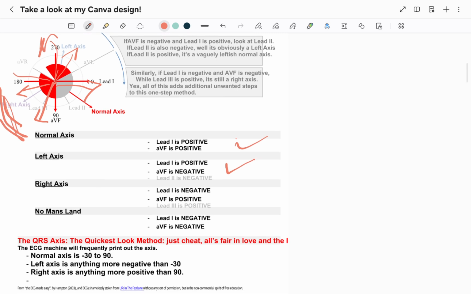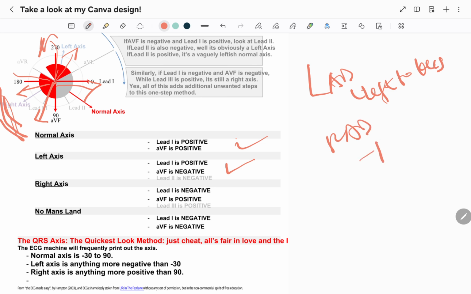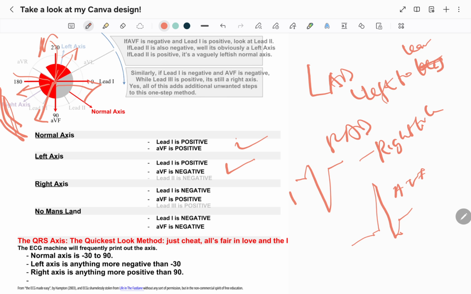So one thing other people use is they say left axis deviation means left to leave, right axis deviation means right to kiss. So if your QRS is more negative in 1 and in AVF, right, it's more positive, right? So that means they want to kiss. So it is left to leave and right to kiss. So this is right axis deviation, right? Because lead 1 is negative and AVF is positive. So that's a simple mnemonic. Like I said, all is fair in love and life.